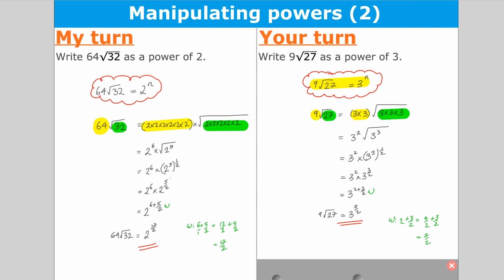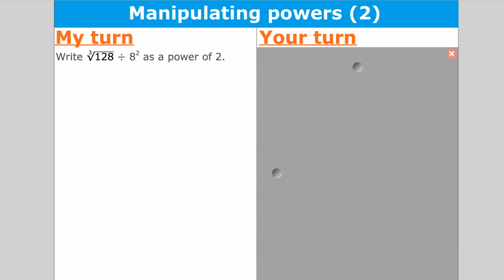This one now is fairly tricky too. Here we go. Write the cube root of 128 divided by 8 squared as a power of 2. So 2 to the power of something.